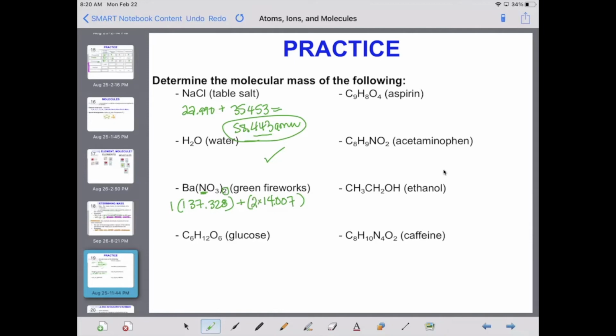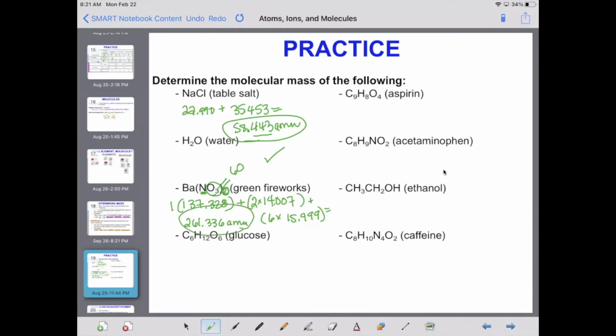14.007. And then if we talk about oxygen, if you remember, it was 15.999. 15.999 is the atomic mass of oxygen. And now we have to figure out how many we have. We have 3 in this unit, and then we have 2 of those. So that's a total of 6 oxygen. And so we have 6 times 15.999. If we do that math out, we end up with a molecular mass of 261.336 AMU for barium nitrate.